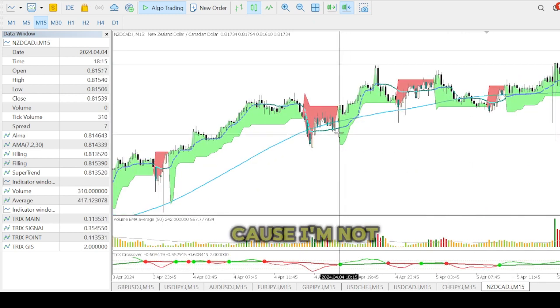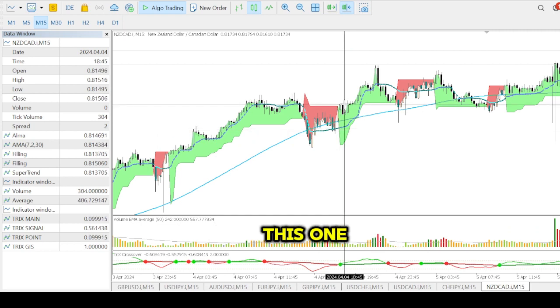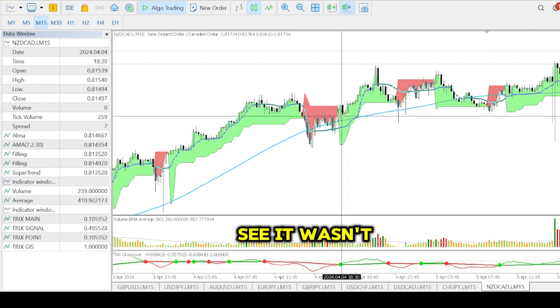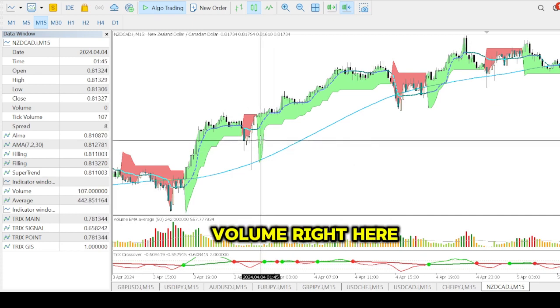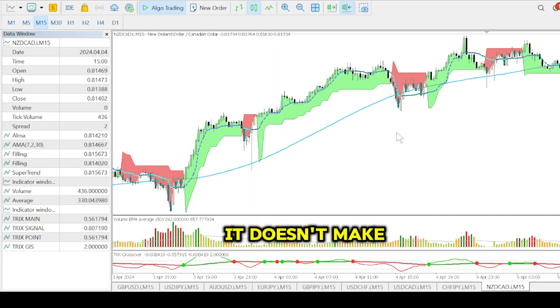And more examples, because I'm not cherry picking, right? This one, we didn't have the volume. I can see it wasn't really a crazy move. There was no volume. Right here, very little volume. It doesn't make sense to trade.